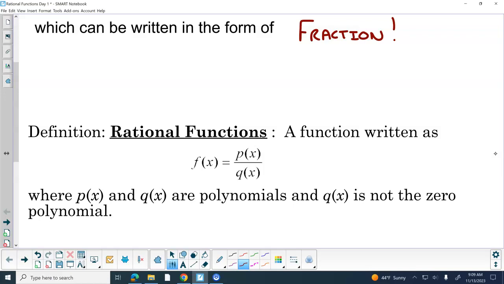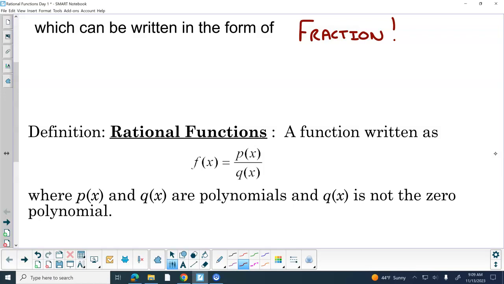Okay? So P of x and Q of x are polynomials, but Q of x is not just 0. The 0 is a function, but it's not 0. You can't divide it.